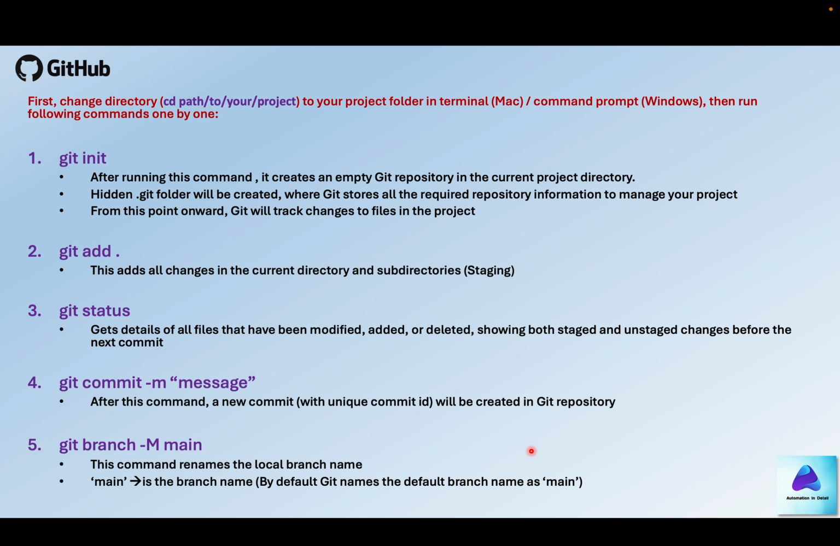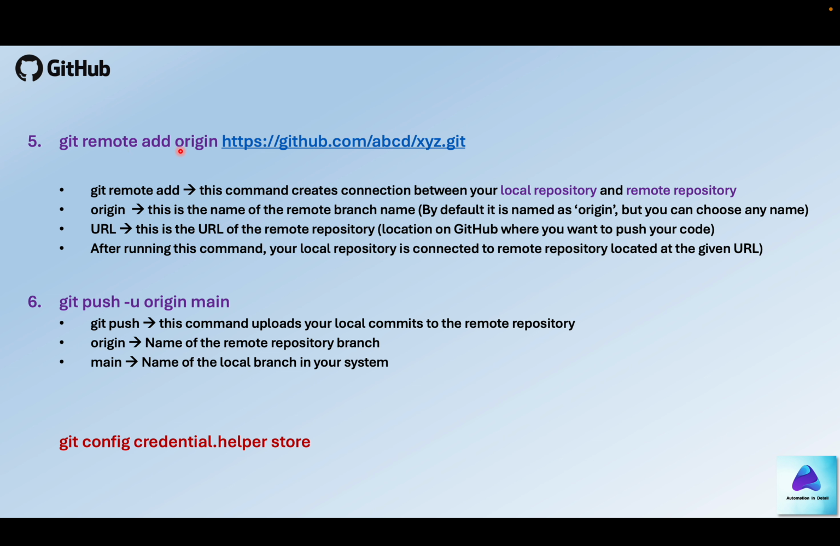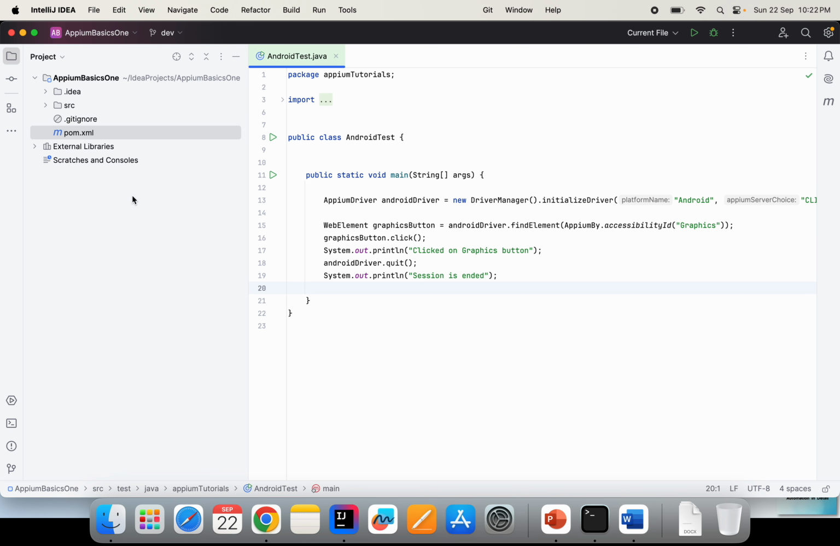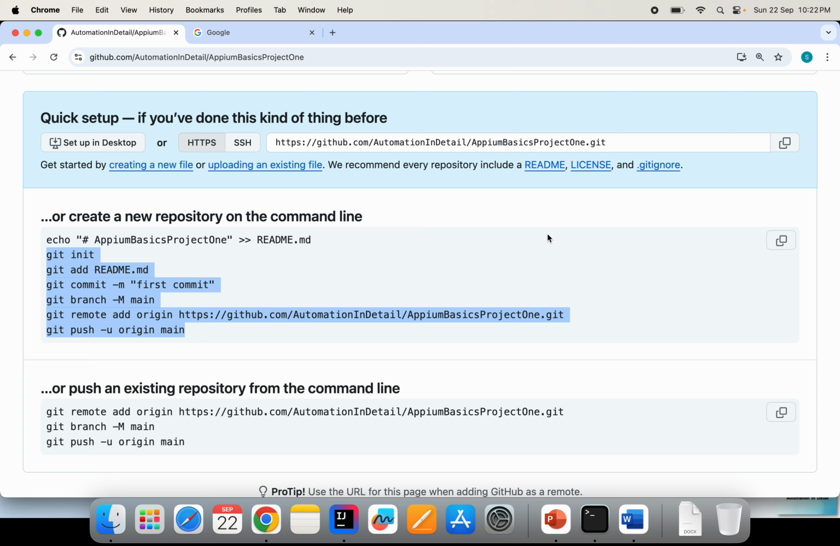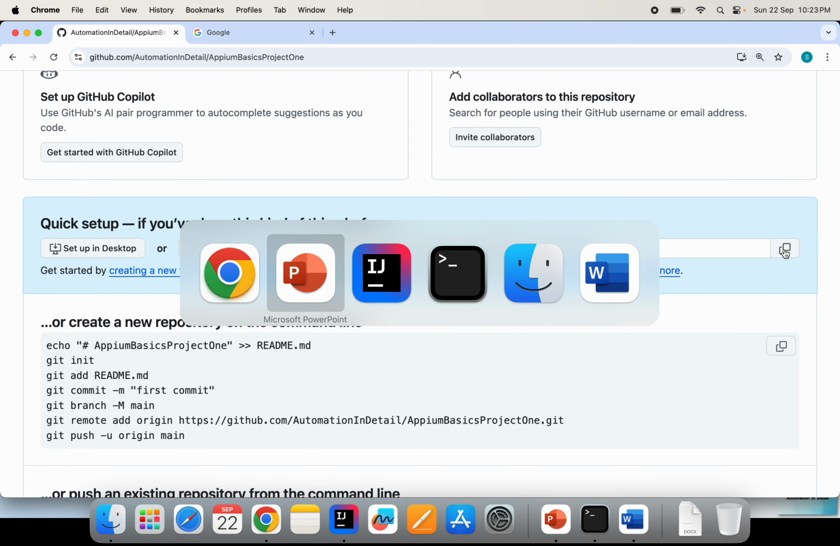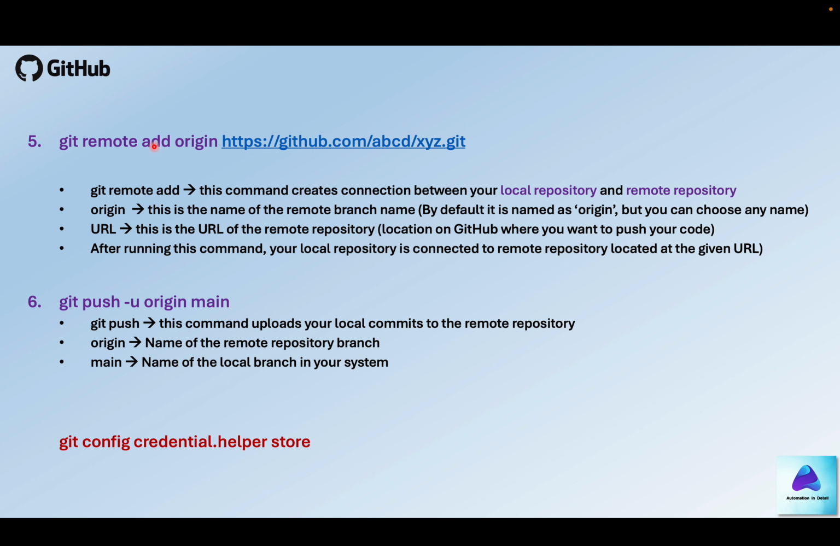Fantastic. Now the next command is git remote add origin and the URL. This command will create a connection between your local repository and the remote repository, and origin is the name of the remote. Again, this is the default name given. You can change it to any name that you wish, but let's keep it as it is for this video. And this is the URL of the remote repository which we have created, which we need to copy and paste there. After running this command, your local repository will be connected to the remote repository located at this URL.